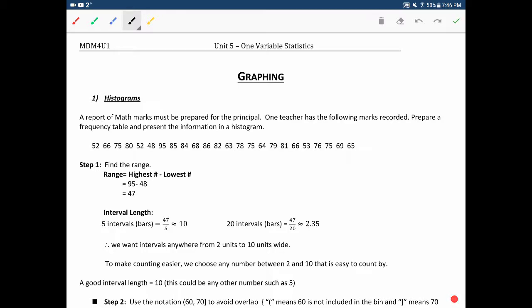Now, the histogram is very similar in a lot of ways to a bar graph, but it is quite different when you look more closely.